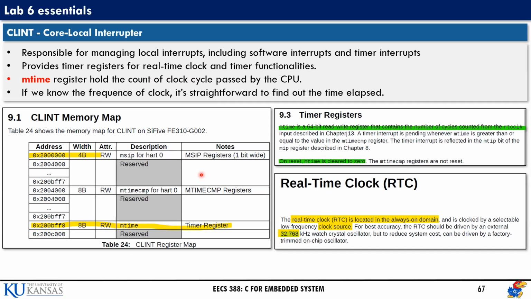So in lab 5, we observed how we can calculate the delay from the real-time clock. The real-time clock is producing a 32.768 kilohertz clock frequency, and from that clock frequency we calculated the time passed in our CPU, and from there we observed how we can change the pulse width and control the angle of a servo motor.